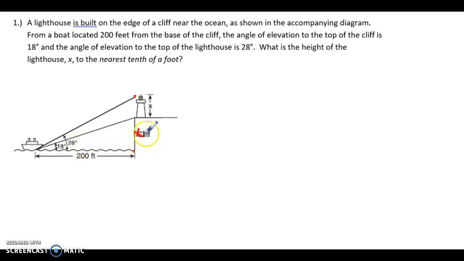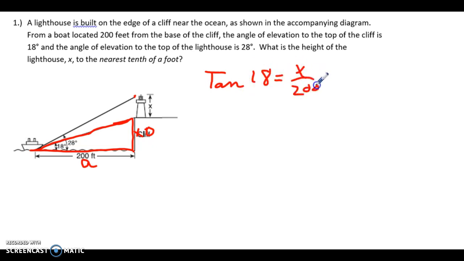So to get x, the first thing I'm going to do is use the smaller triangle with the 18 degrees in it, and I'm going to say in that triangle my x is the opposite side and the 200 is the adjacent side, and so that leads me to believe I'm going to use the tangent function. I'm going to say the tan of 18 equals x over 200. And then we multiply 200 tan of 18. Oops, 18, not 15. 200 tan of 18 equals x. And so you can calculate the value of x there.